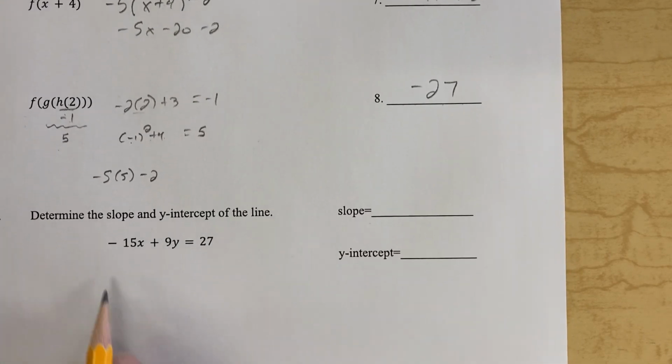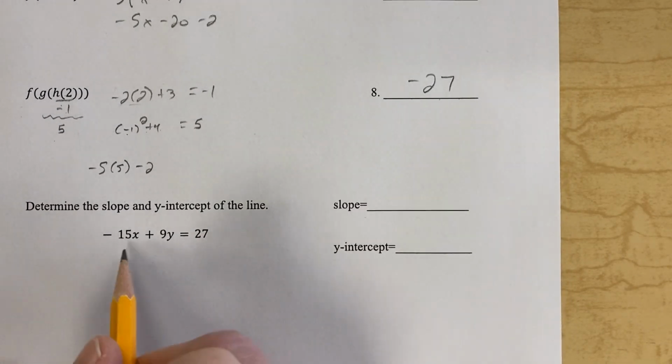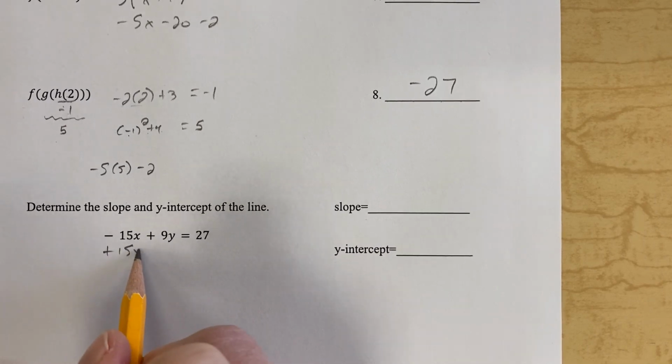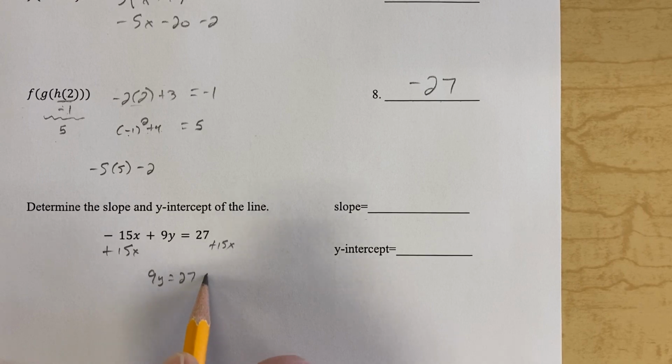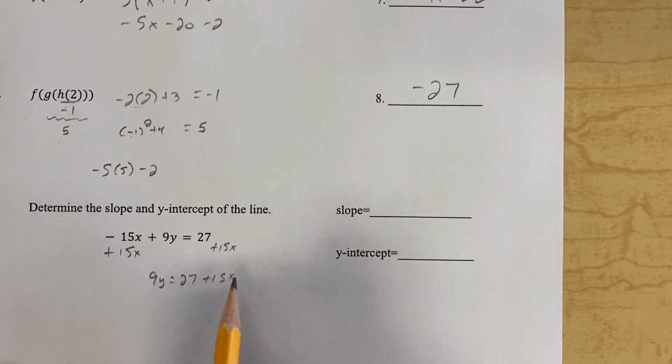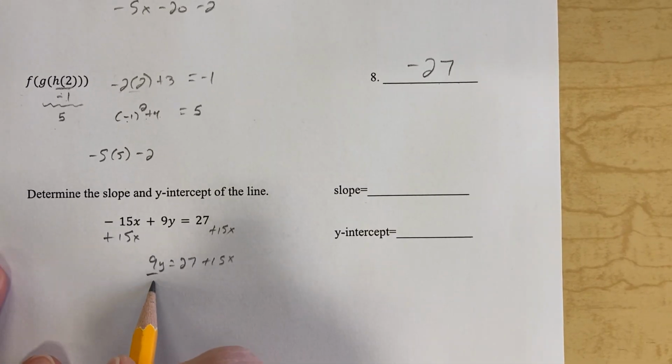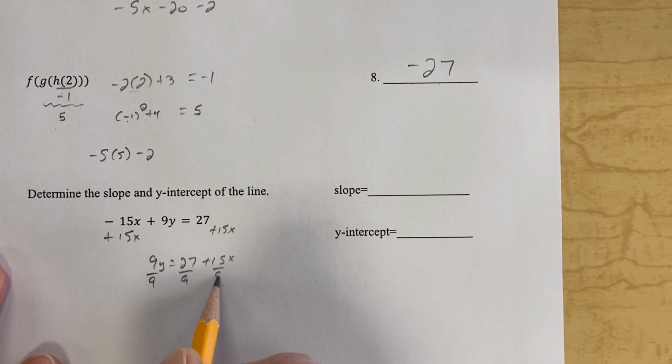Okay. For this one, they want to know the slope and the y-intercept, so that means we need to get y by itself. We're going to add 15x over to here. 9y equals 27 plus 15x. All right, and then we're going to divide by 9. So everybody gets divided by 9.